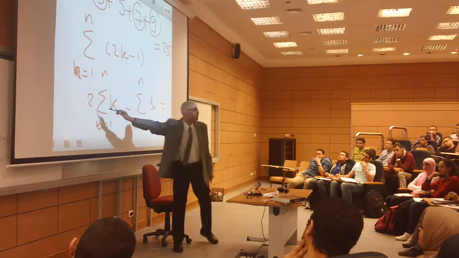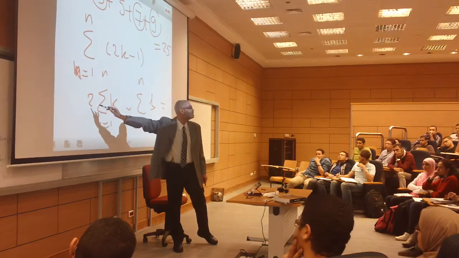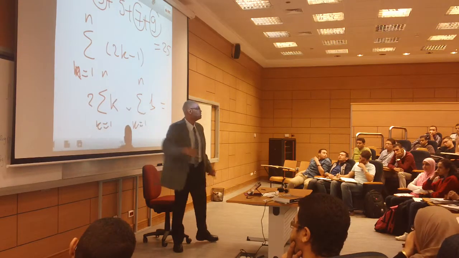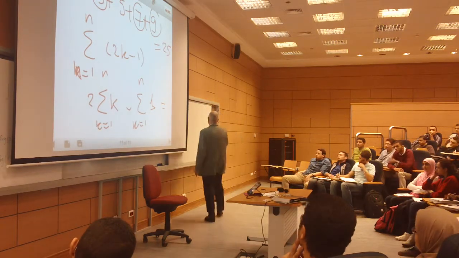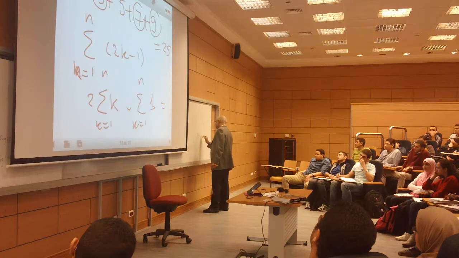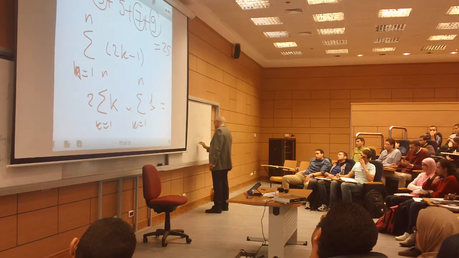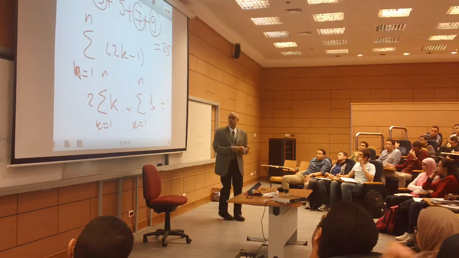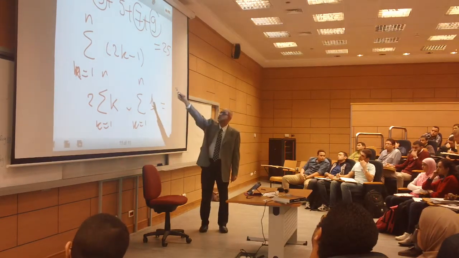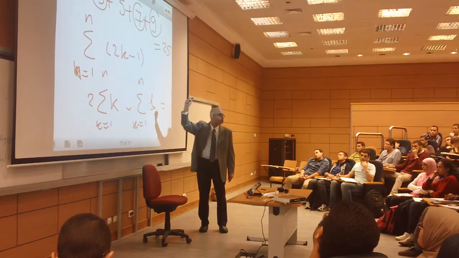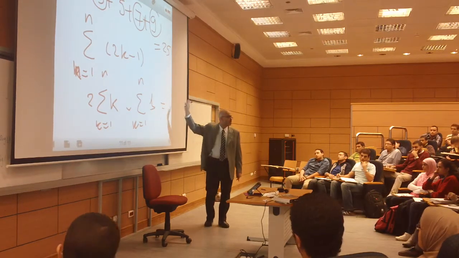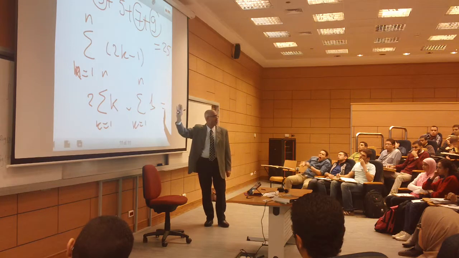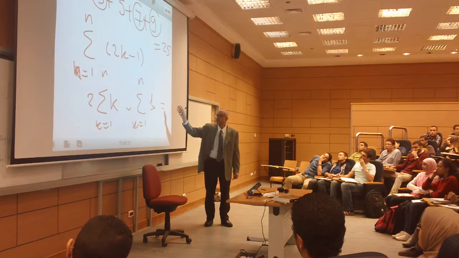This 2 outside, we agree with this? Anybody disagrees? 2 plus 4 plus 6 plus 8 is equal to 2 times 1 plus 2 plus 3 plus 4, right? So the 2 can go outside. And the minus 1 is again a different summation. I am adding minus 1 K times.